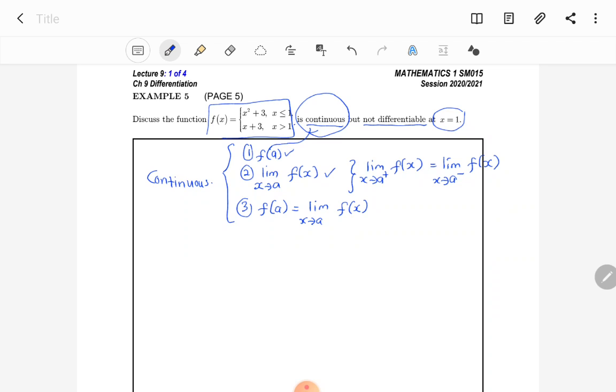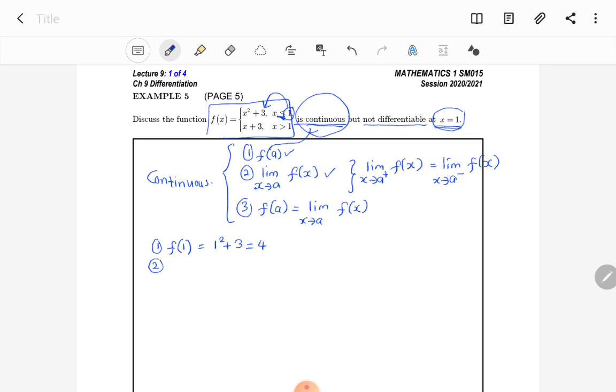Okay, we go to the first part. We want to check the continuity of the function. For this case, x equals 1, a equals 1. So, first condition, find f(a). f(a) for this case is f(1). Look at 1. We have the equals sign here, meaning that 1 is inside this function. So we substitute 1 into the upper function. So we have 1 squared plus 3 equals 4.